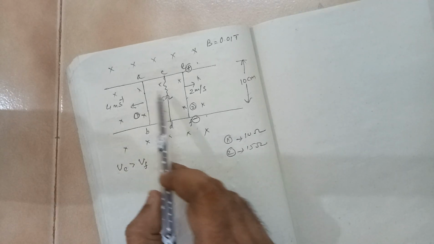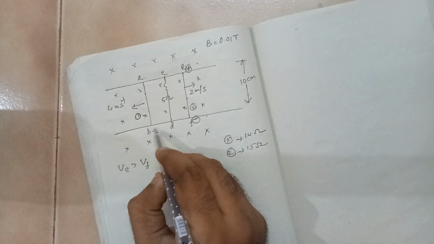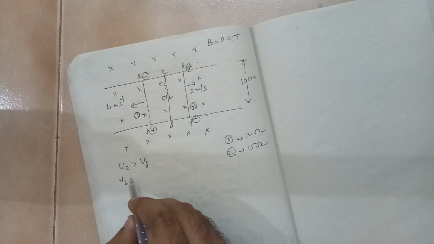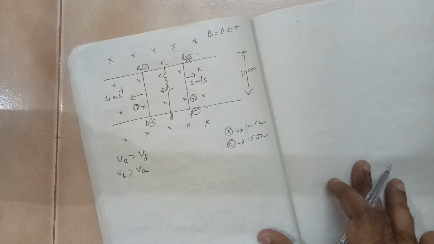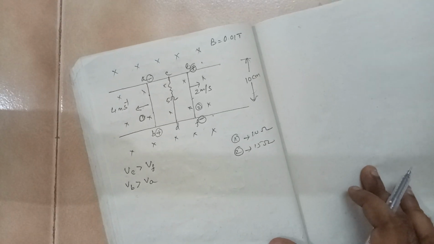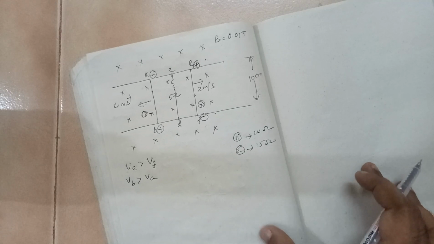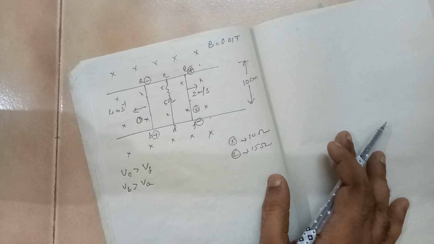Now this is right opposite to this case. So here this will be the positive side and this will be the negative side. VB will be more than VA. So here, is there any motional EMF induced?